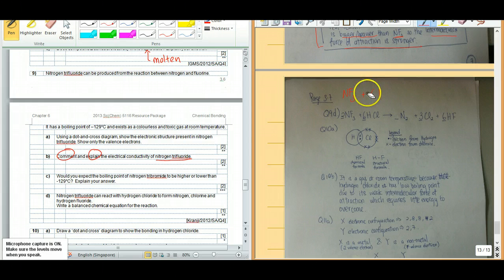Erase this. So initially on the right hand side, I have two nitrogens, but on my left hand side, I only have one nitrogen. So I put a 2 here to make sure that the nitrogen on the right is balanced with the nitrogen on the left. Once I'm done with that, I realize I've tipped fluorine. So I have 6 fluorine here, 1 fluorine here. So I need 6 over here.